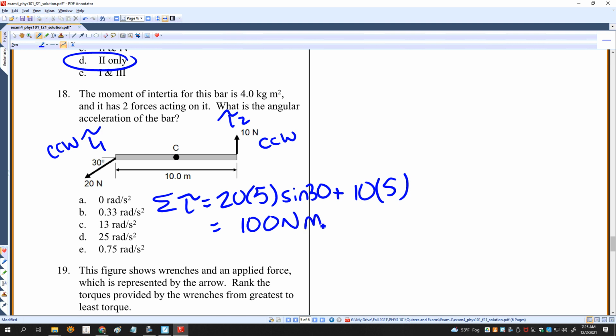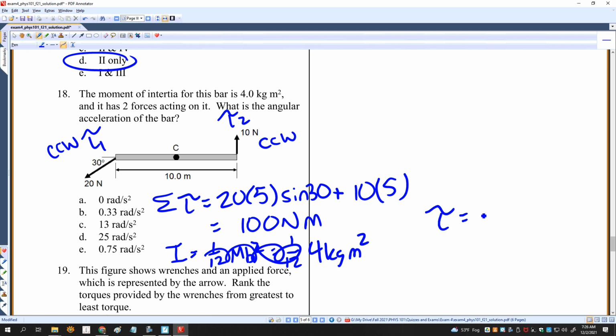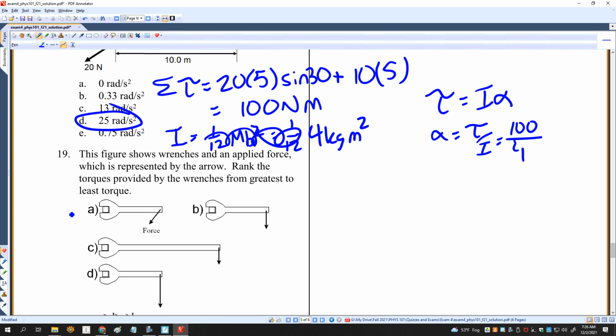And then I need to find I. Oh, no, I don't need to find it because it's actually already given, so it's equal to 4. And then I can find alpha. So D is the right answer for 18.